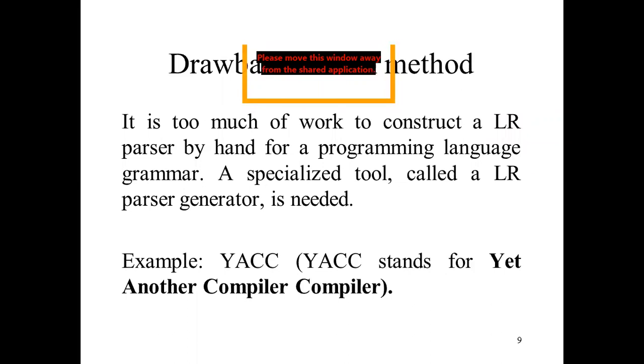Example: YACC. YACC is one example, and it stands for yet another compiler compiler. So we need one more tool to debug our errors. In the case of the LR method, we need one more parser generator, called the LR parser generator. This is another tool which we use to handle the several errors. So the example is YACC. This is one of the drawbacks because we are going to use another tool for that.